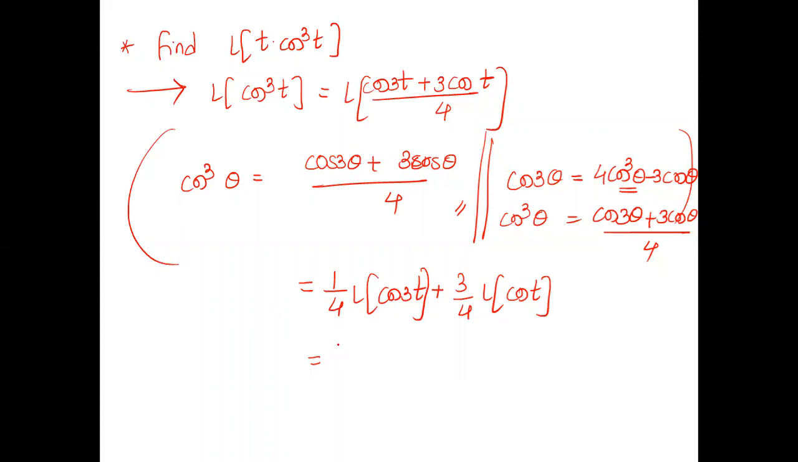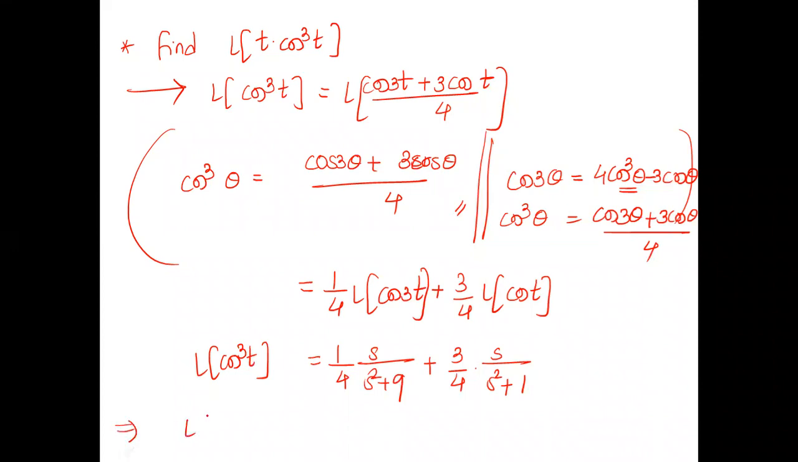So it is 1 by 4 Laplace of cos 3t. What is that? Yes, s upon s square plus 9. Correct. Plus 3 by 4, what is this? Yes, s upon s square plus 1. Good. So this is Laplace of cos cube t. On this, we'll need t. So to this, you will multiply by t here.